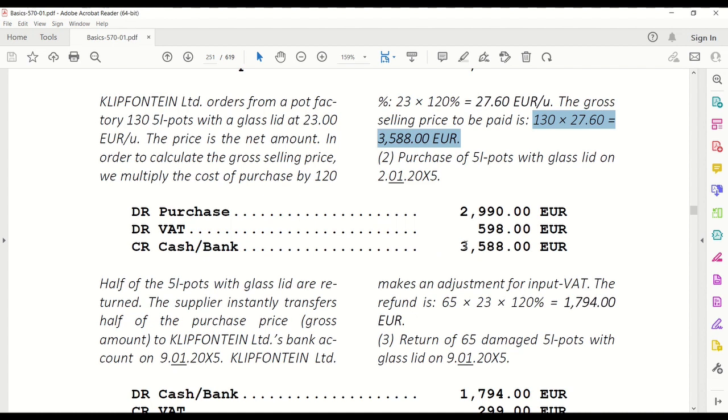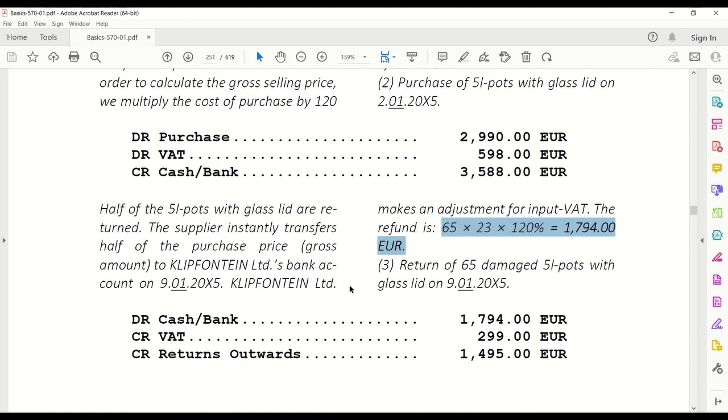Later, the company will return half of these pots to the supplier. The refund received amounts to 1,794. Following the periodic system, KLIPFONTEIN makes the bookkeeping entry: debit entry cash bank 1,794, credit entry value added tax 299, and another credit entry in the returns outwards account to the extent of 1,495.